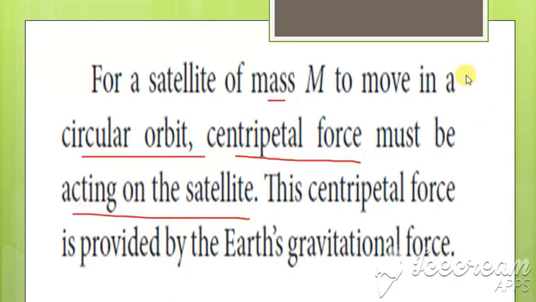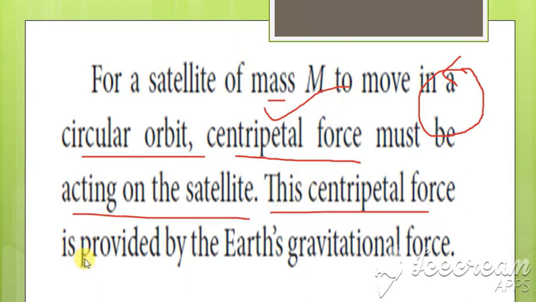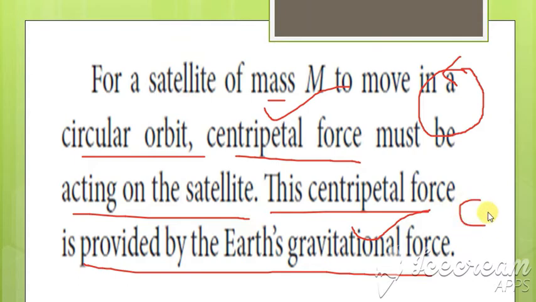Clear? So, for a satellite of mass m to move in a circular orbit, a centripetal force must act on the satellite because it moves in a circular path. Whenever any object moves in a circular path, the force it experiences is what? Centripetal force. This centripetal force is provided by what? The gravitational force.